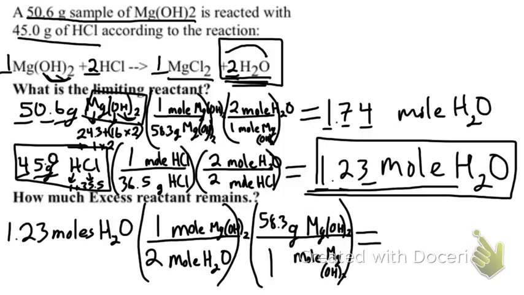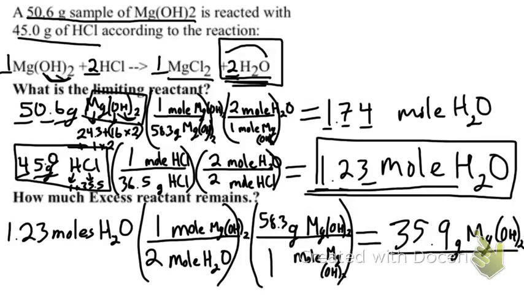And when I do the math, I get a number, 35.9 grams of MgOH2. Okay, this is how much magnesium hydroxide was used to make that many moles of H2O. So if this is how much is used, and this is how much we started with, all we have to do is take this number and subtract it from what we started with.